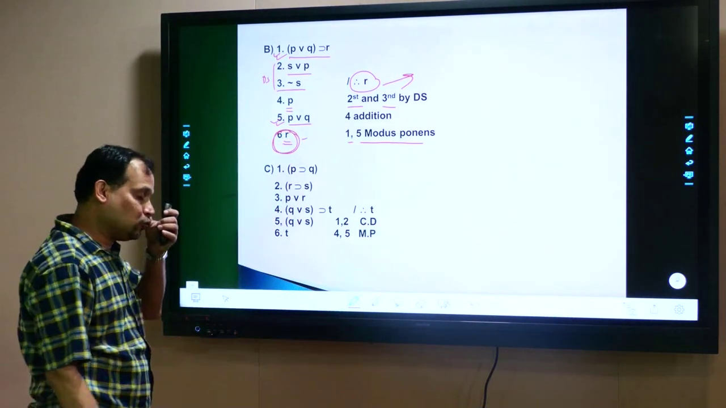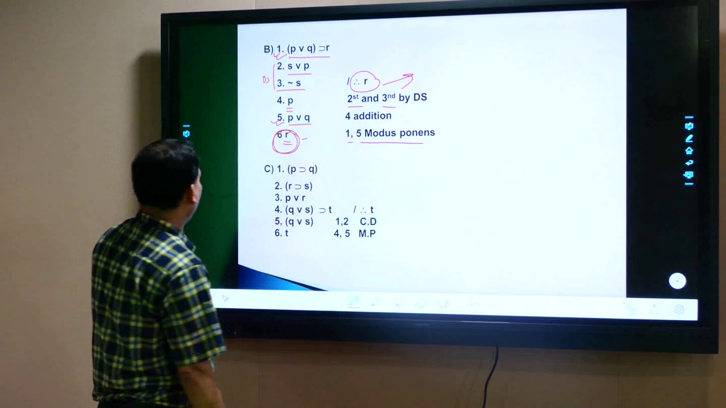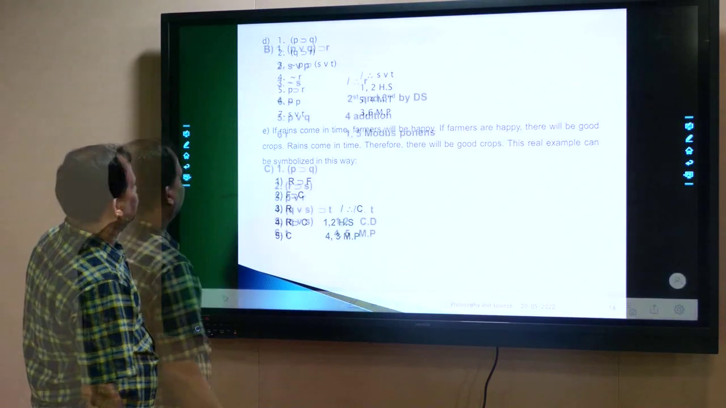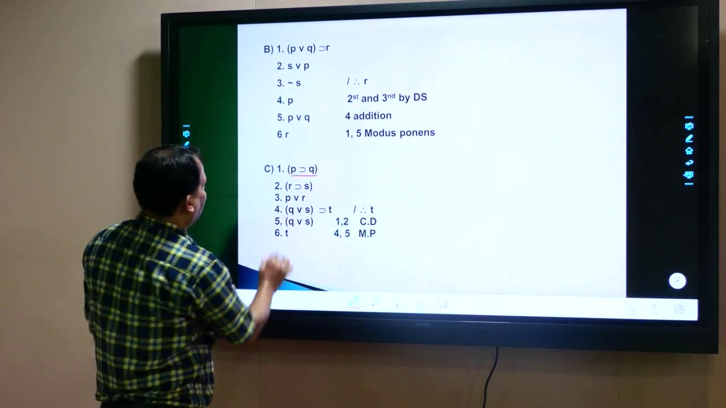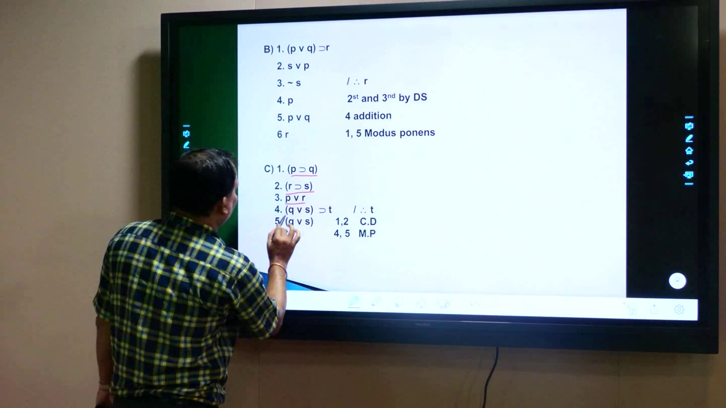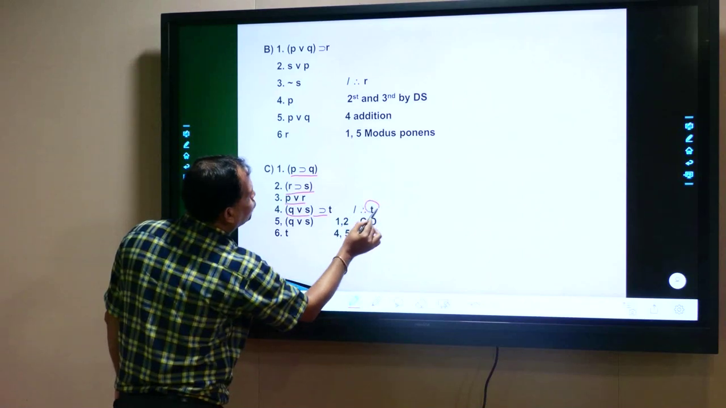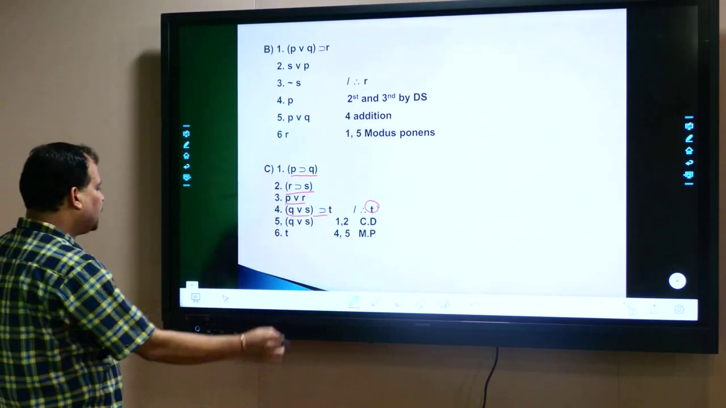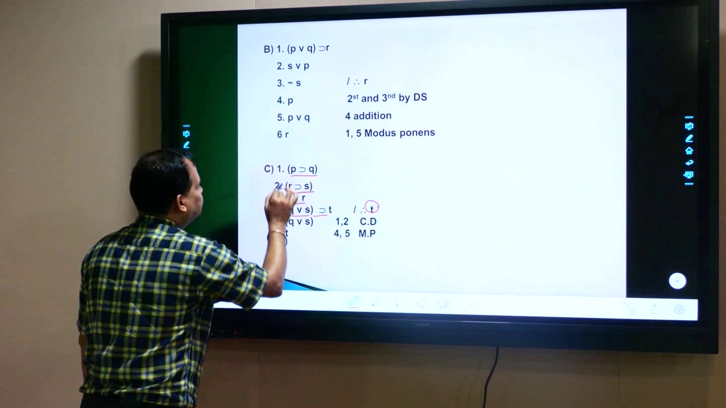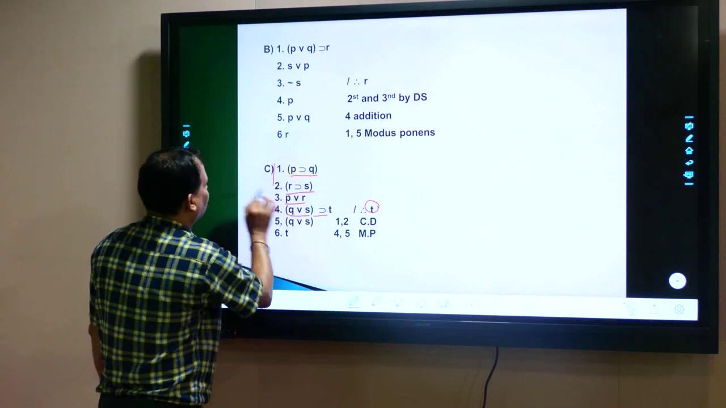So this is another solved example of rules of inference, dear learners. Now you see here: P implies Q, R implies S, P or R, and the fourth step is Q or S implies T, and the conclusion is T. Now you see, how can we deduce the conclusion T out of these four steps? Now, 1 and 2, that is constructive dilemma.